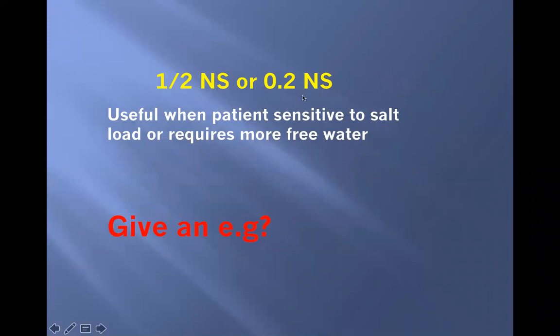Here we have several types and formulas of normal saline, which is 1/2 normal saline or 1/5 normal saline. 0.2 means 1/5. Useful when the patient is sensitive to salt load or requires more free fluid rather than the patient requiring normal sodium.